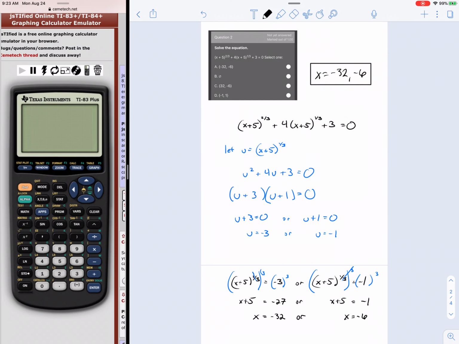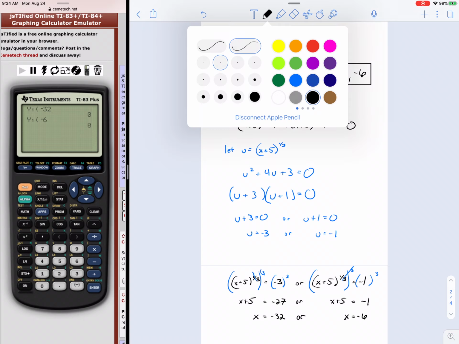Now we go to the left of the clear button, to variables. I'm going to go to the right to y variables, hit 1 for function, and 1 for y1. What I'm doing is calling on that function that I just typed in. When we type in negative 32, we should get 0. And when I type in negative 6, we should also get 0. So that's a confirmation that these two work. I think you see that answer there, so it looks like it should be A.